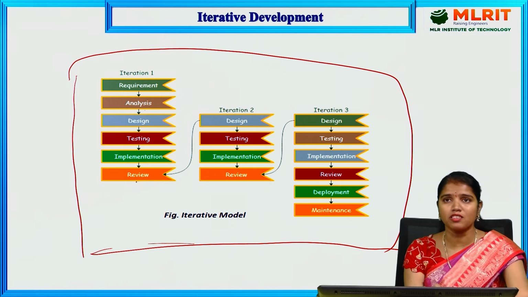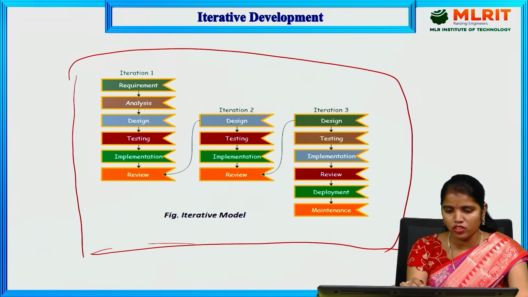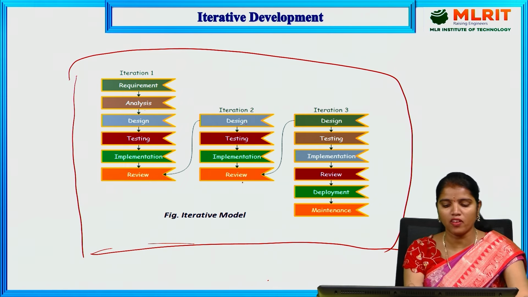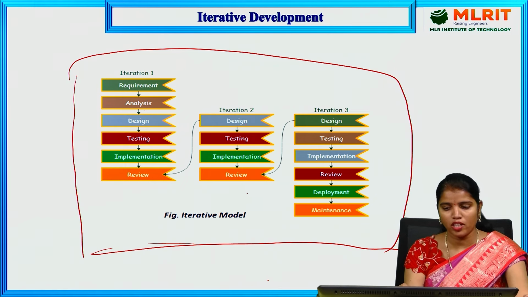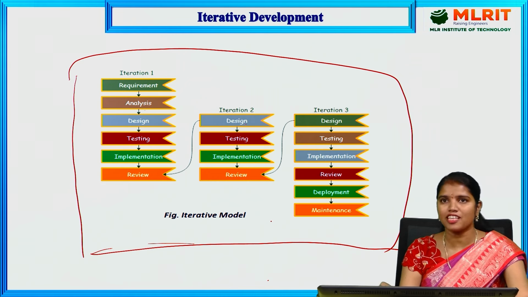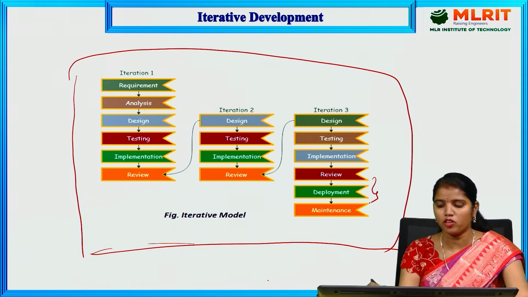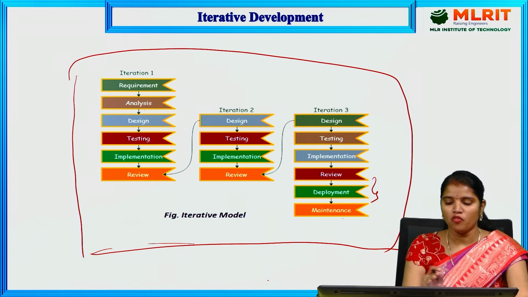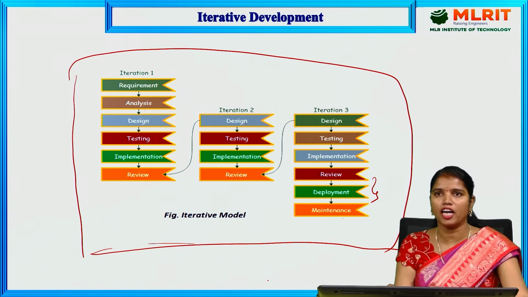Based upon the customer review, if there are any changes in the design, we go back to the iteration 2 method, that is design, testing, implementation. If we have collected any feedback from the customer, again we are going to change the design, testing and implementation based upon the feedback. If the product is completed successfully, we are going to deploy the product, and finally maintenance. This is how the iteration flow works. This is the architecture of iterative development.